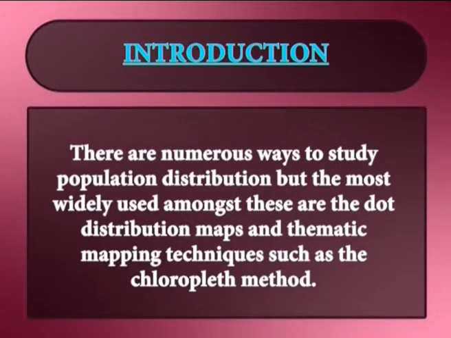There are numerous ways to study the population distribution, but the most widely used among these are the dot distribution maps and the thematic mapping techniques such as the choropleth method. The dot distribution method shows how the numbers of people differ from one region to the other. These maps make use of dots to depict the population. For example, one dot represents 100 people.